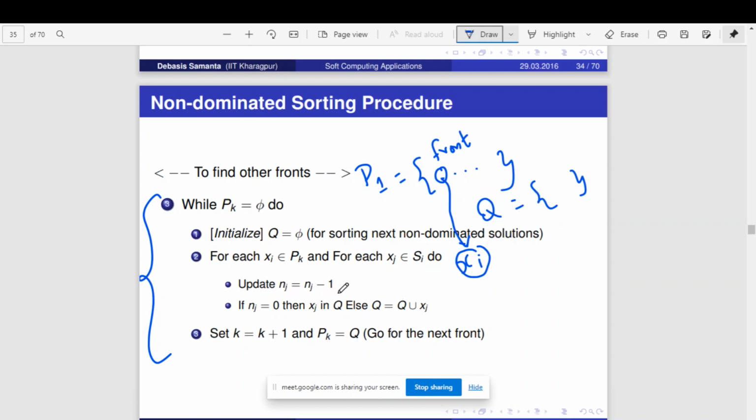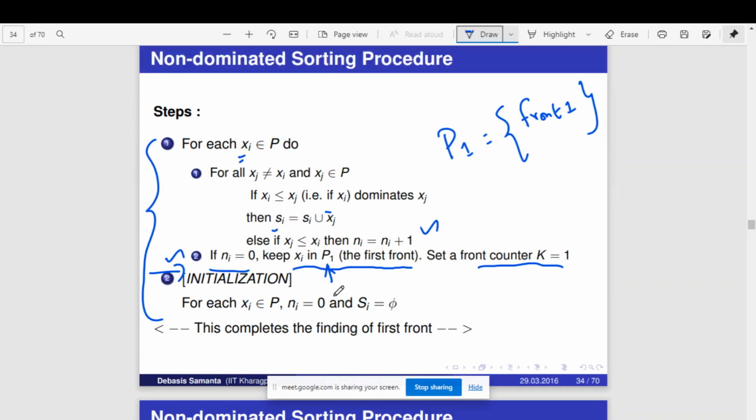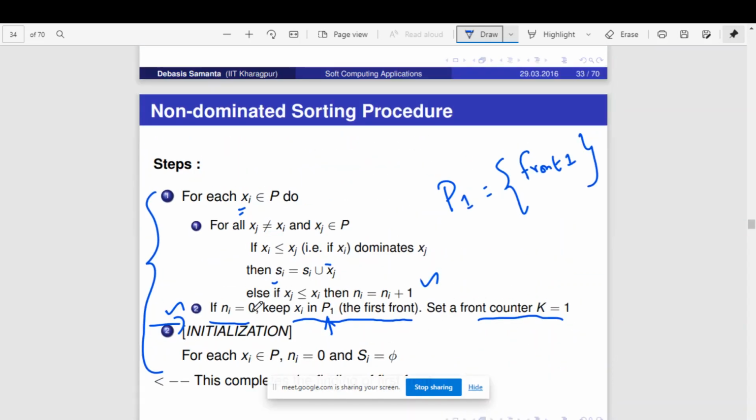Update nj equal to nj minus 1. That is, for this particular individual, his n value, we are going to subtract it by 1. But what is its n value? ni is what?